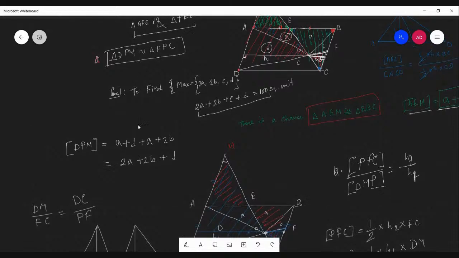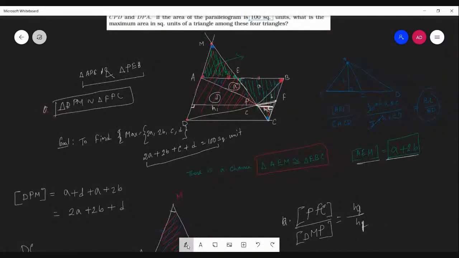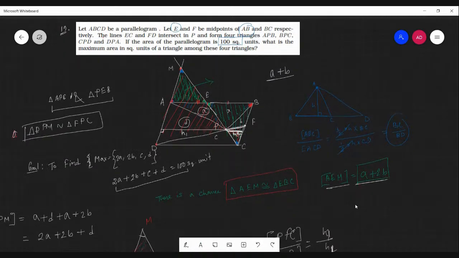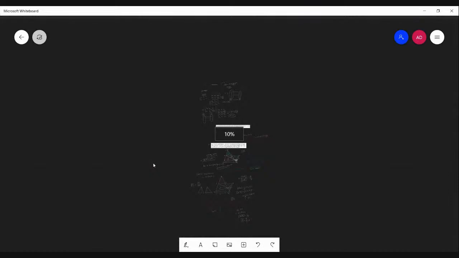So I have this thing that a plus b plus c is actually equal to 100. Again, I actually know that our... okay. So what is the area of a plus b? Can anyone say the area of a plus b? Area of a and area of b?